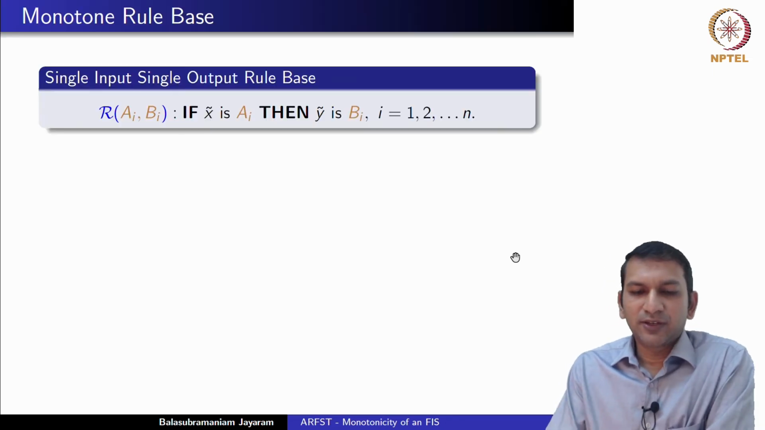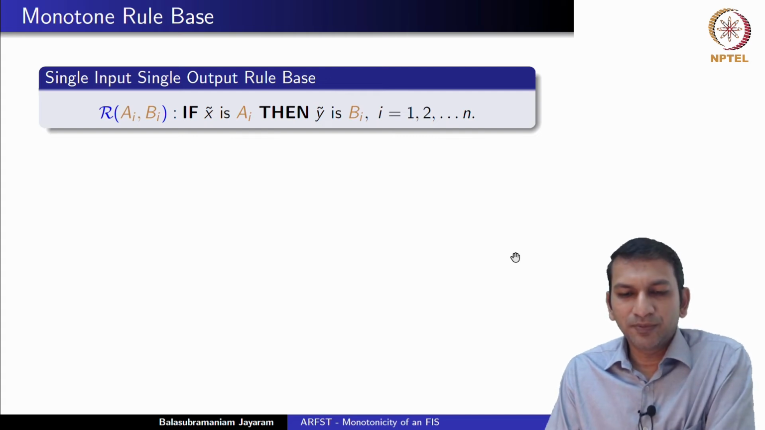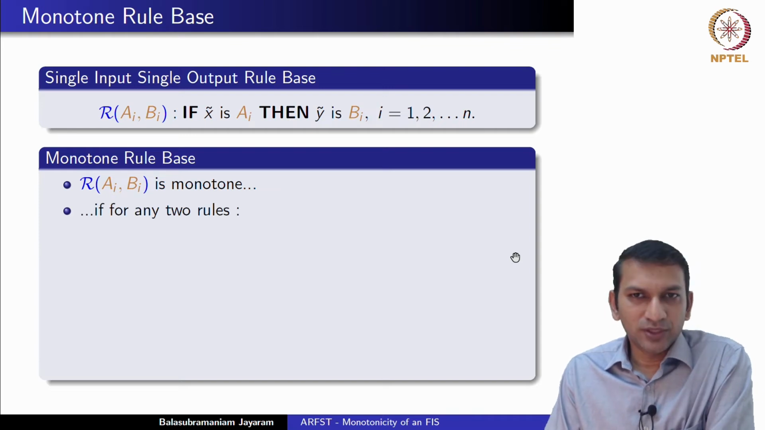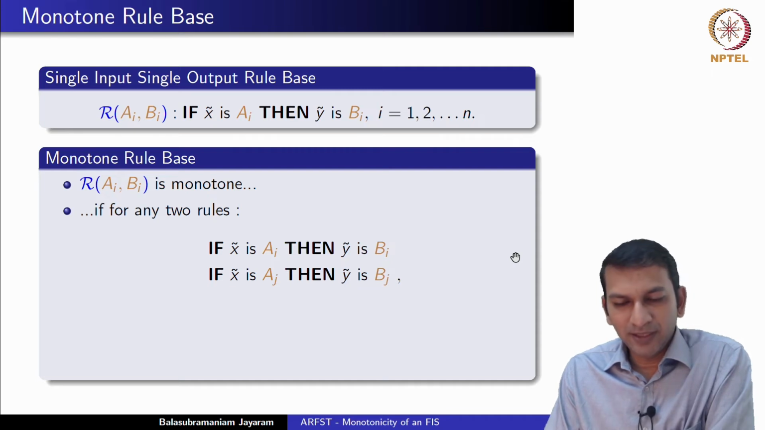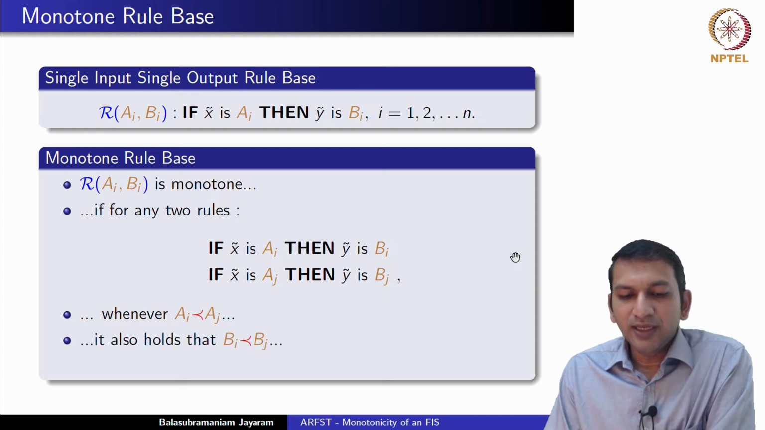Let's be given a set of CISO if-then rules, single input, single output rules. We say this rule base is monotone if you pick any two rules. Let's say we pick these two rules. If X is AI, then Y is BI. If X is AJ, then Y is BJ. Whenever AI is smaller than AJ, then it should hold that BI is also smaller than BJ.